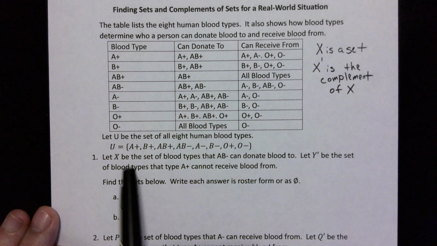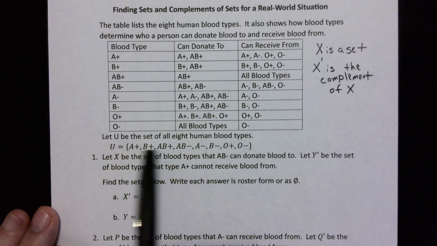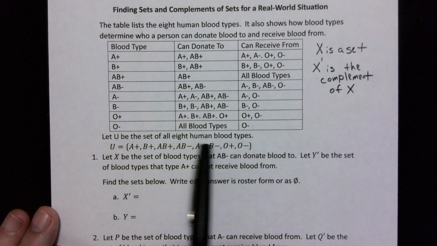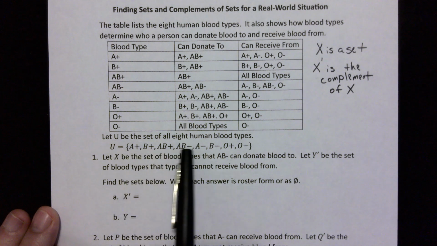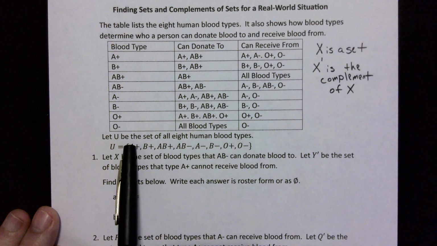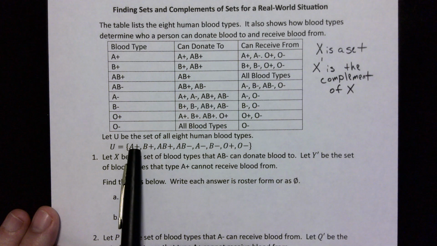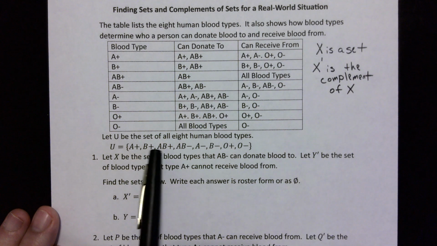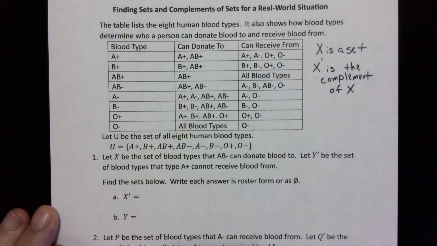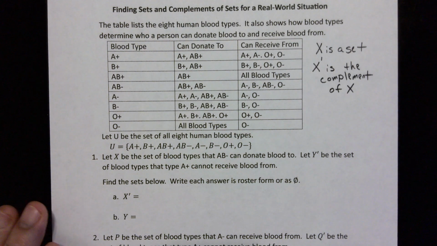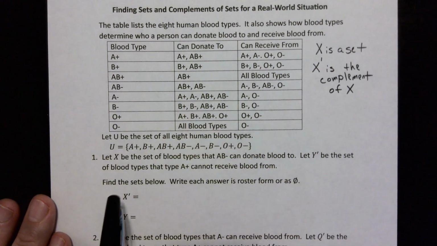That's assuming that you have something like this that has all the things. This is called the universal set for our problem. So you look at this and figure out what X is, and X complement would be everything that is not included in X. This problem has the 8 different blood types that we have.